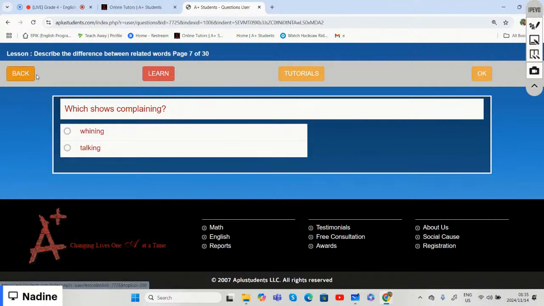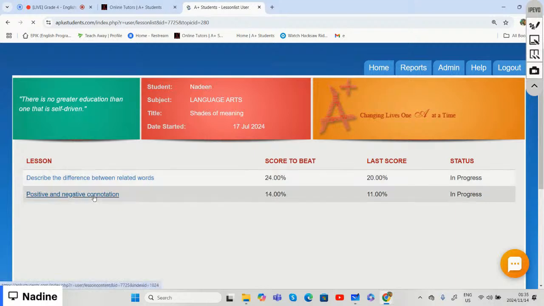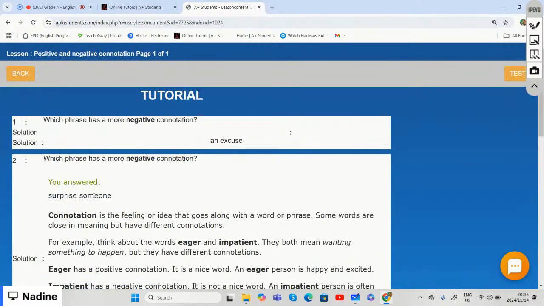All right. So now we're going on to positive connotations and negative connotations. So positive and negative connotations.